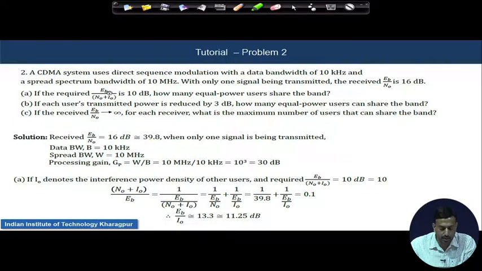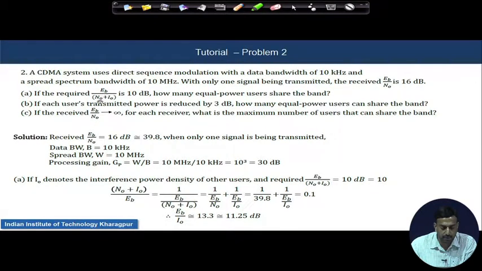And so now, keeping in mind that Eb by N naught for a single user is 16 dB, how many users can the system support if we have an Eb by N naught plus I naught, that is interference PSD, which is also specified, and this ratio now required is 10 dB. Secondly, if every user's transmitter power is reduced by 3 dB, now how many equal power users can share the band?